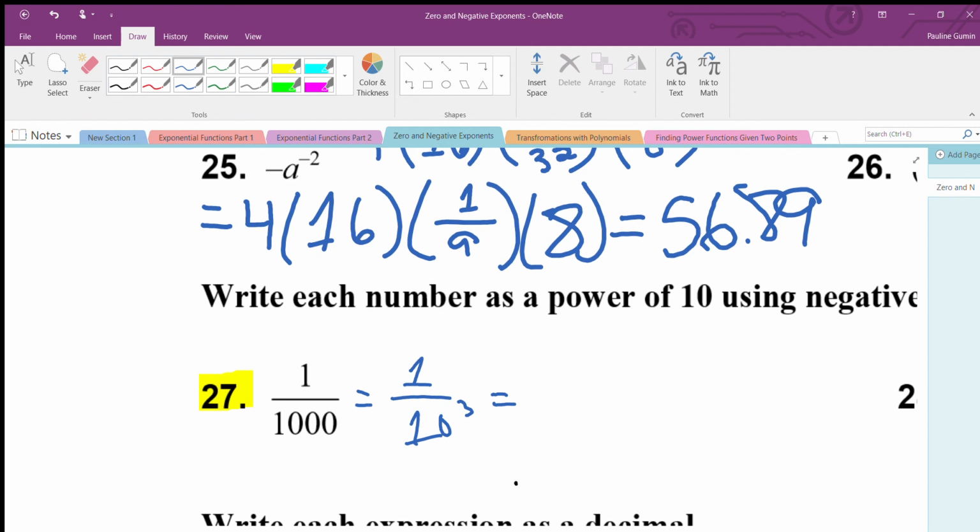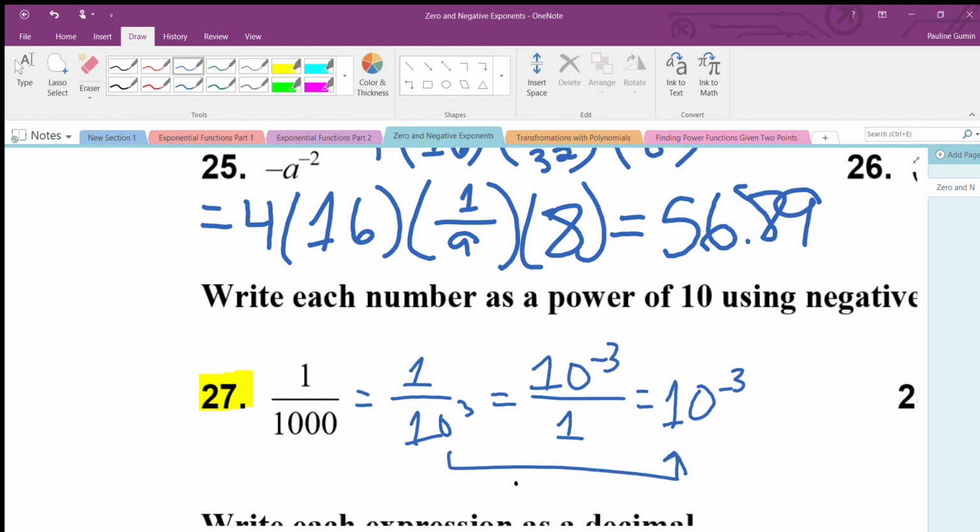So in order to make it negative, which is the second part of our instructions, I'm going to put it up top. Is it necessary to write over 1? No. You could have just skipped from this step to that step, but including that middle step is just a good safety precaution so you don't make a mistake.